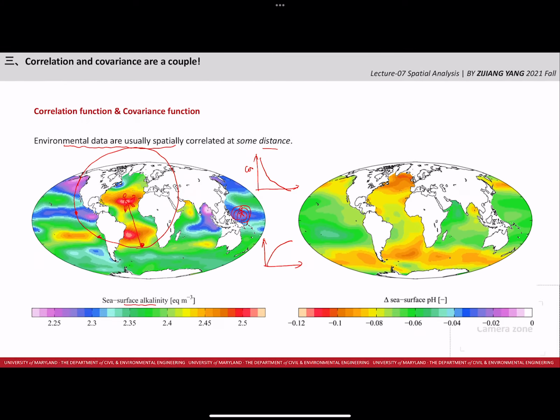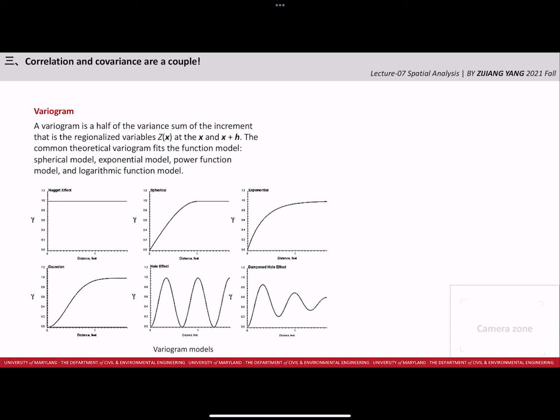And this is the same for the surface pH change. We can see they are also spatially correlated at some distance. And in practice, we know that the covariance increases with distance. And when we have the empirical data, we can use some models to fit that data. Here are some of the models. These three are the common models used in environmental science. But we still have some other models, like this one that reflects oscillation, and also some other situations.